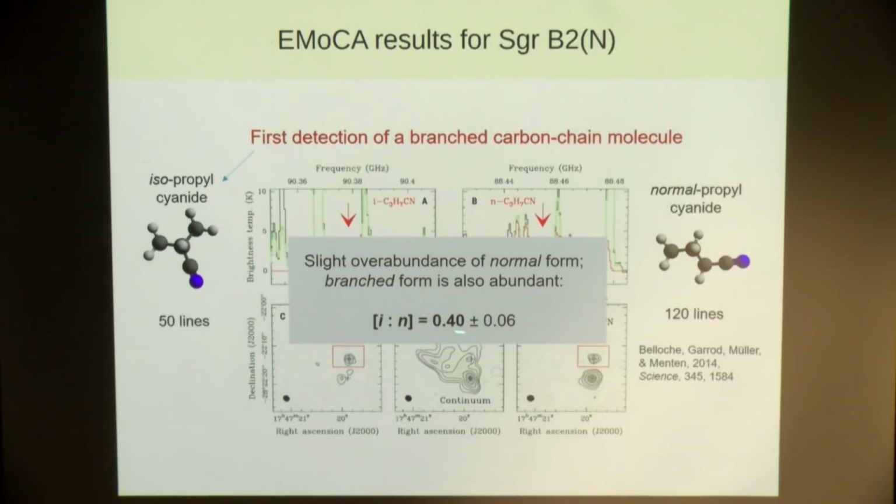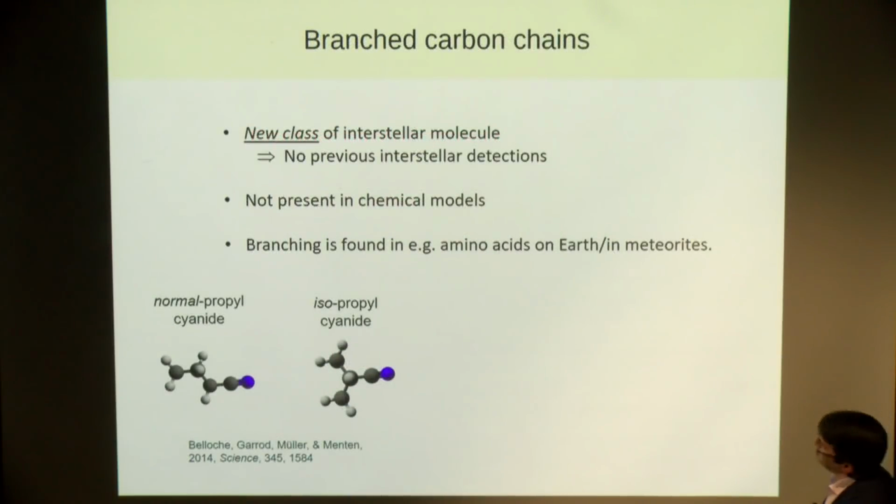So it was about 40% the abundance of its normal form, its straight chain sister, if you like. So, okay, what does this all matter, right? I mean, it's a new molecule. Well, it is a new class of molecules. There hadn't been any previous detections of this kind of branched aliphatic species. But it was also not present in the chemical models. That's to some extent why it was so surprising. We really had no idea how abundant it should be, or even whether it would be there or not.